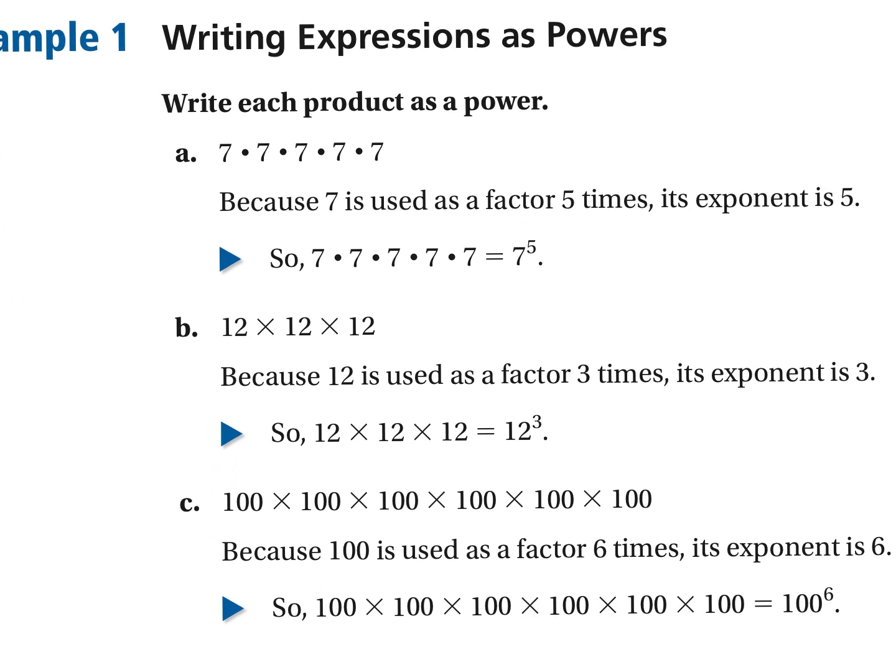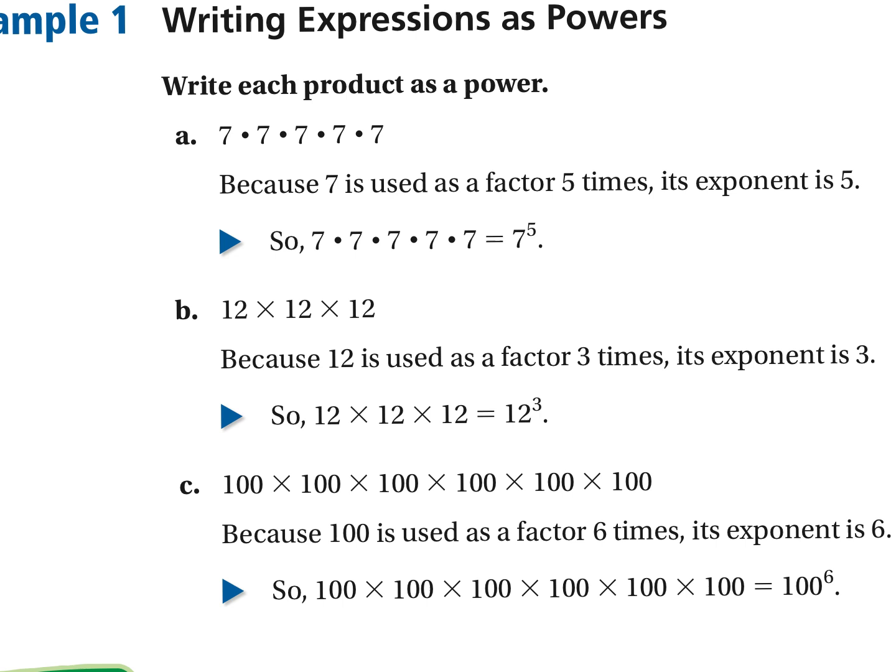Looking at the first example, it's asking us to write each product as a power. So all we're doing, it's very similar to our notes page we did just a second ago. We are going to show the power of the expanded form. So it's giving us the expanded form, mathematically how to solve it. You're going to condense it down to the power. So it would be 7 to the 5th power. B, 12 cubed. Okay, and then C would be 100 to the 6th power.